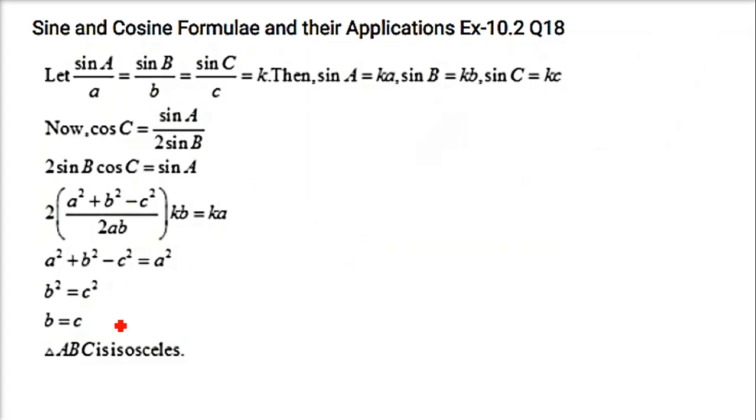Here we have to prove that if this holds, cos c equals sin a by 2 sin b, then you have to show that the triangle is an isosceles triangle, that is, two sides are equal. Say this side is b, this side is c. So we have to prove b equals c. So cos c equals sin a by 2 sin b, this is given in the question. We'll use the sine rule. Sin a by a is k, sin b by b is k, and sin c by c is k. So sin a becomes ka, sin b becomes kb, and sin c becomes kc.